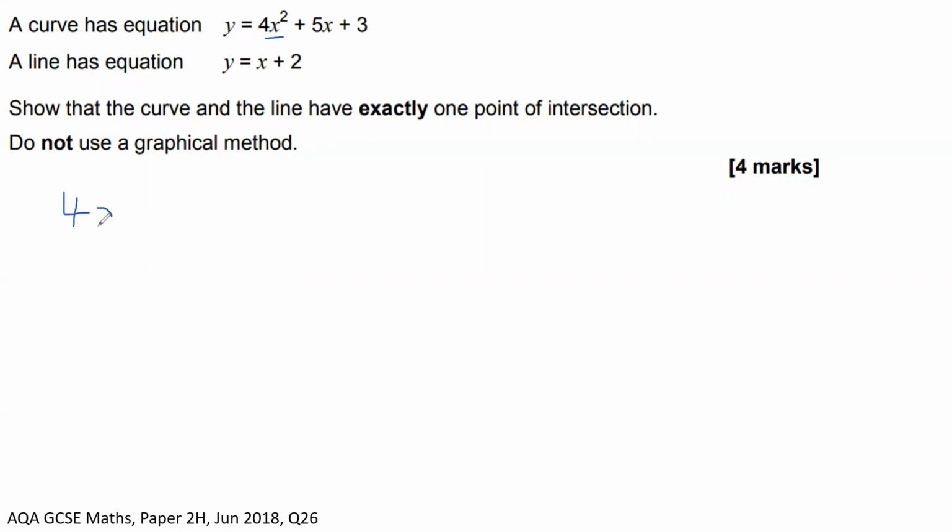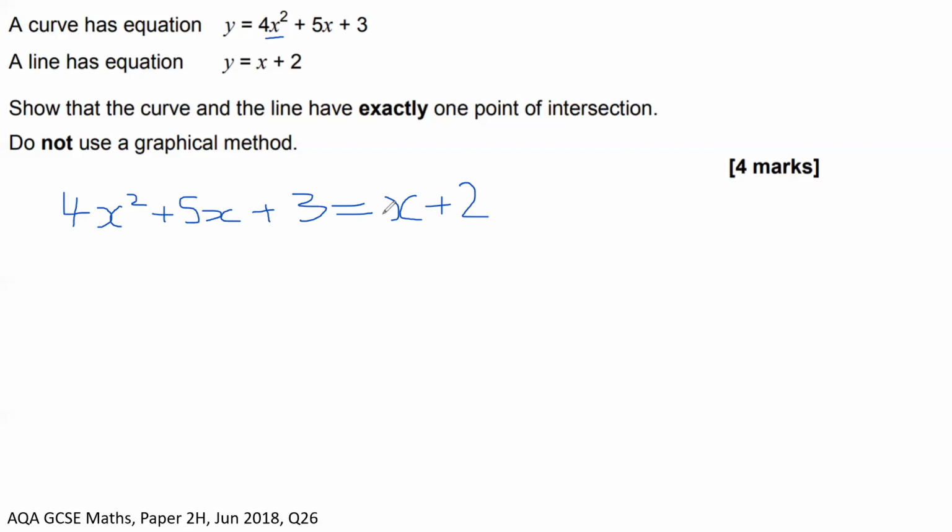So if we do that, we end up with 4x squared plus 5x plus 3. And because we know that the y value is going to be the same, we can set this equal to x plus 2. Now the best way of doing this is to rearrange to generate one quadratic equation that's equal to 0.